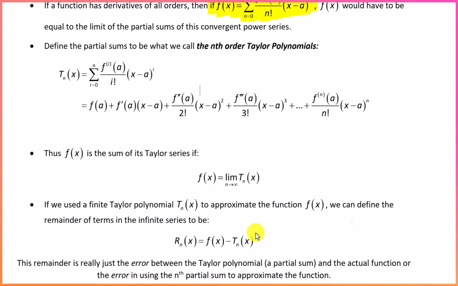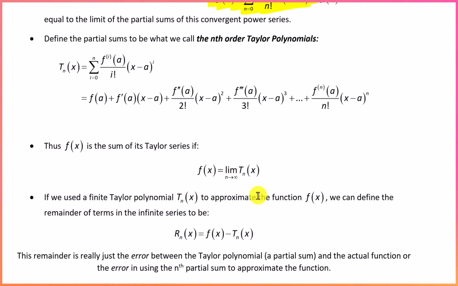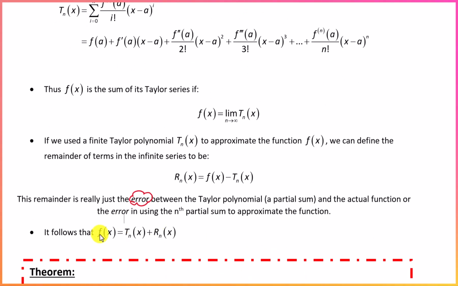So what does that mean? Well, if we use the Taylor polynomial to approximate the function, so if we stopped at the nth term, then the remainder of the terms would be the difference between the function and the first n terms that we use, the nth Taylor polynomial. So this remainder right here is really what we think of as the error. That is the error between the Taylor polynomial, a partial sum if we stopped at the nth term, and the actual function, or the error in using n terms to approximate the function. So it follows that the function is just equal to the nth Taylor polynomial plus the remainder, or the error when we stop at the nth term, so the rest of the terms to infinity.